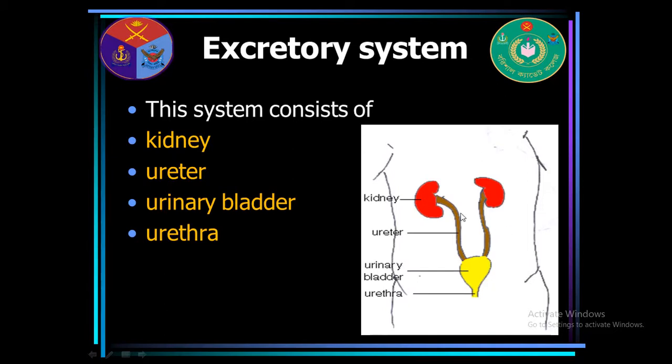Look, boys, look at this picture. This is the kidney, and this tube is called the ureter, and this sac-like structure is called the urinary bladder, and the last part is called the urethra. Through this duct, the nitrogenous excretory product is expelled out from our body.